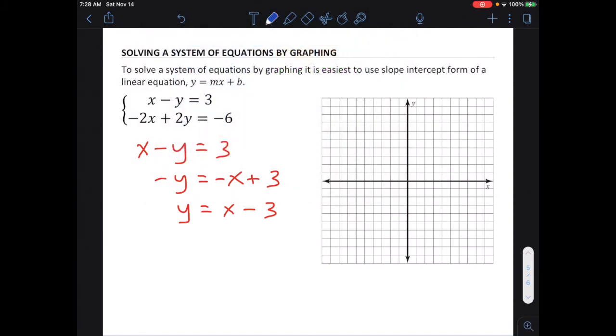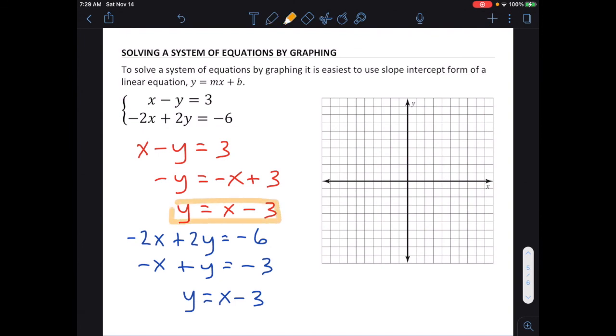And hopefully you might start to do the same thing, because you can make your life a little easier if you do this. So then we have negative 2x plus 2y equals negative 6. And then everything gets divided by 2 in this case. So we have negative x plus y equals negative 3. And then I'm going to add x to both sides, so I end up with y equals x minus 3. And we should notice that this equation and this equation are exactly the same.